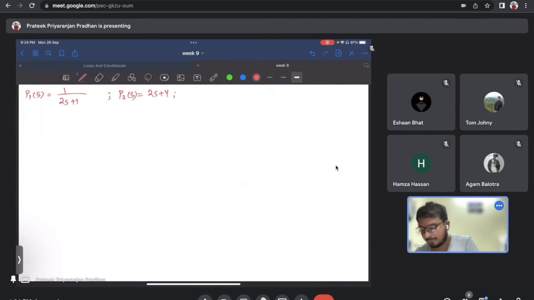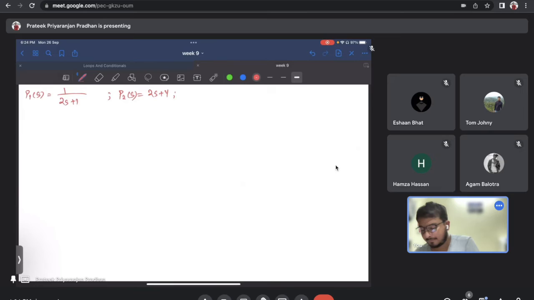So what will be the magnitude? The magnitude will be 1 upon root of x square plus y square. Like if this is the real axis and this is the imaginary axis, 2 j omega plus 1 will lie at 1 on the real axis and 2 on the j omega axis. So here, this point. This magnitude I can calculate with this square plus this square, simple Pythagoras theorem. So the magnitude will be 1 upon root of 4 omega square plus 1.